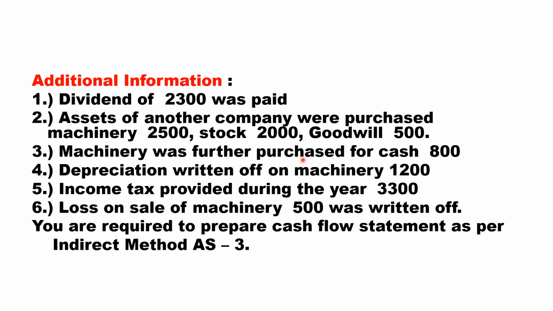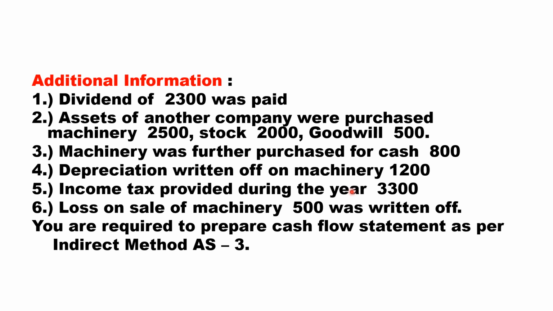Machinery was further purchased for cash 800. So it will come in machinery account and investing activity. Depreciation written off on machinery will come in machinery account and operating activity. Income tax provided during the year 3,300. It is not paid, it's provided: an amount kept aside to pay tax in the future.